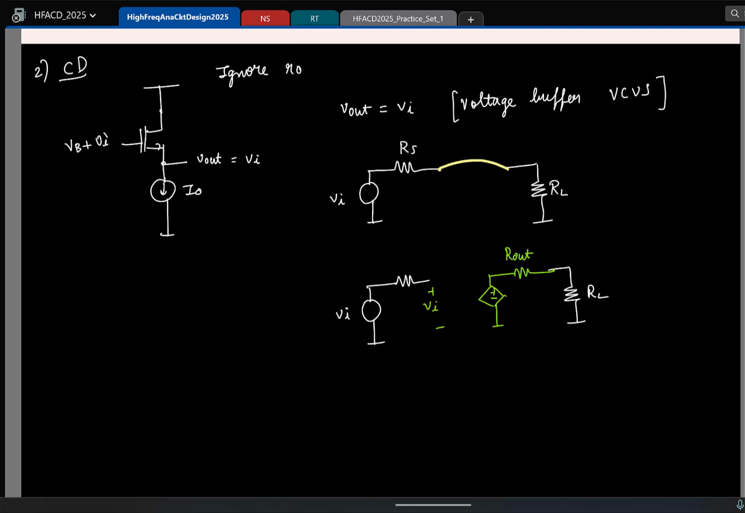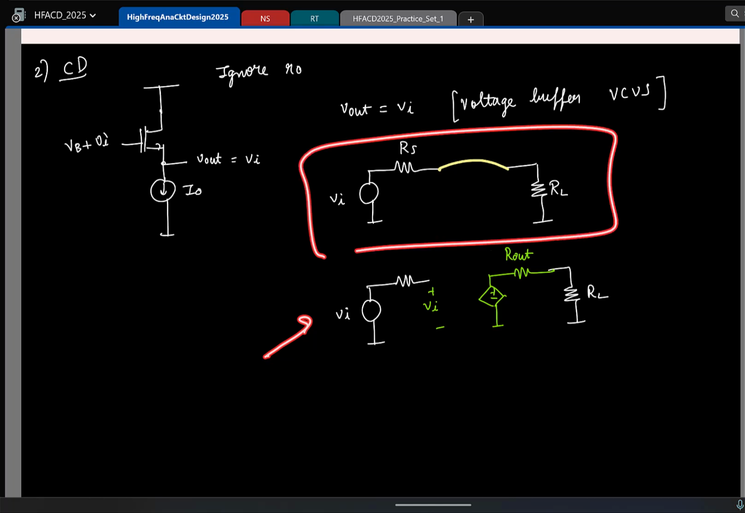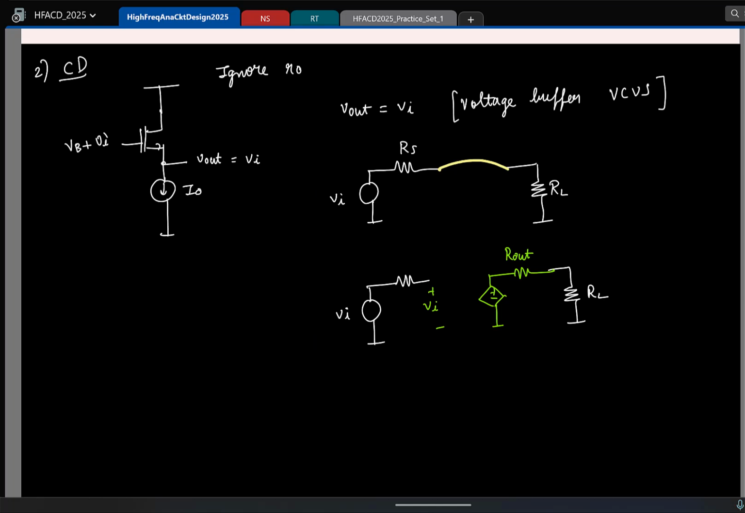Okay, again, small, large, they are all relative terms. So at least in this case, can you tell me R out should be smaller than what value, so that doing this is better than this? Smaller than? Not RL. Why RS? There are only two resistors, so one of them should be the answer, obviously. Well, I mean, think about it.